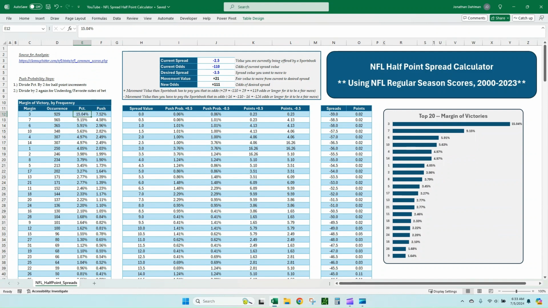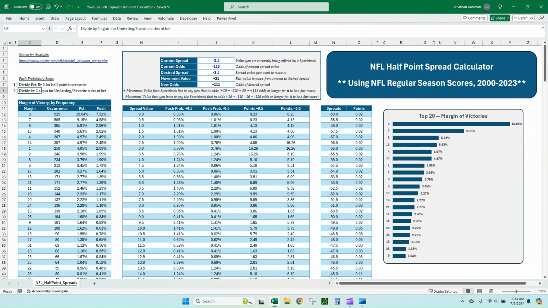From there, we create a push probability, and we divide that percent by 2. We do that because games can only end in whole points. You can't win by 2.5 or 3.5, but you can win by 3. So in order to capture those 0.5 movements, we need to divide our probability percent by 2, capturing that there's a 2.5, a 3, a 3.5, for example, around this 3 margin of victory. So that's step one: divide the percent by 2 for half point increments.